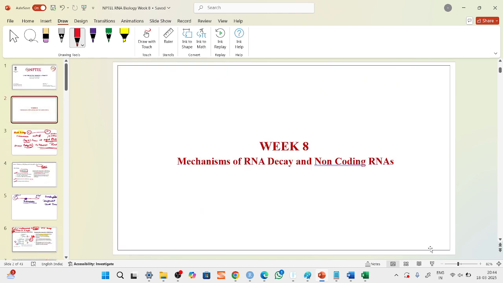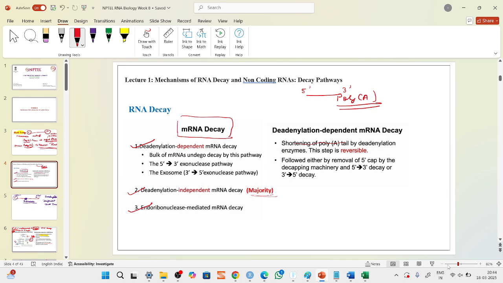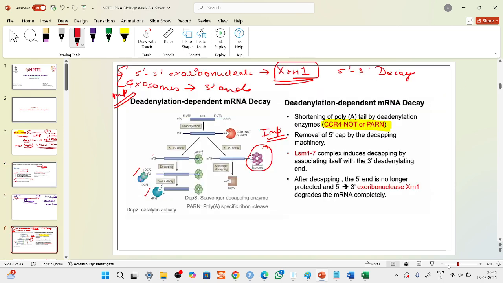So we started with the three different pathways that are required for mRNA decay. The first is the de-adenylation dependent mRNA decay, then de-adenylation independent mRNA decay, and endoribonuclease mediated mRNA decay. In the de-adenylation dependent, what happens? First the de-adenylation enzymes, that is CCR4 or PARN, come. It removes the poly A tail, and then the mRNA can either undergo 5' to 3' decay, or it can undergo 3' to 5' decay.